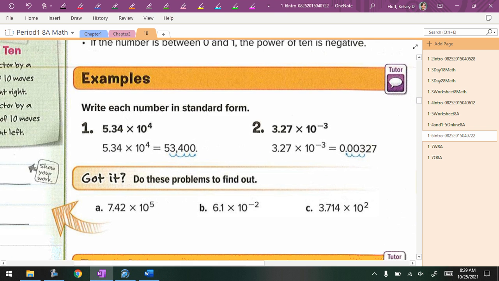Here's the first two examples. 5.34 times 10 to the 4th. When you look at this, if your exponent is positive, we move to the right. If it's positive, we move to the right.